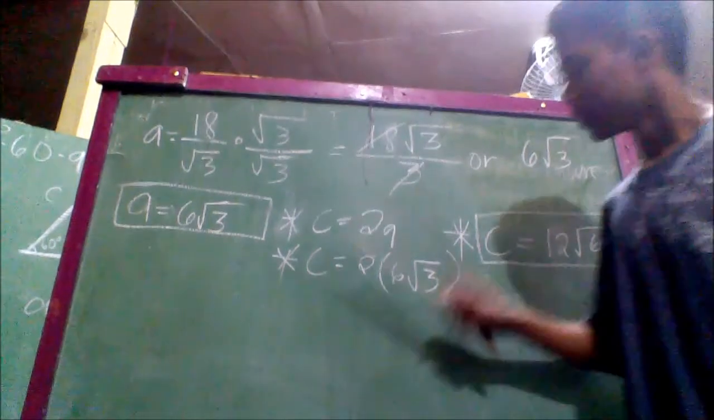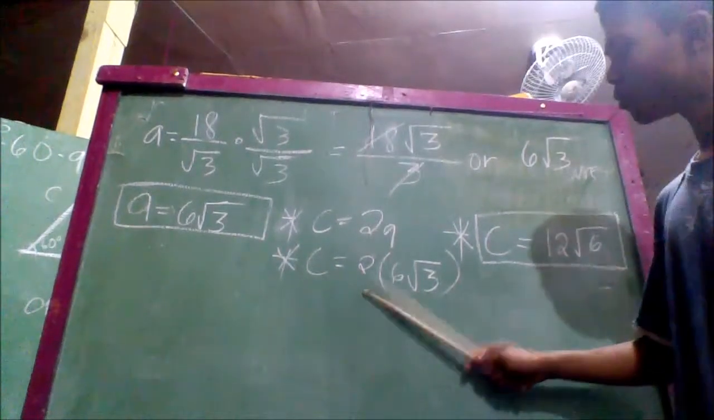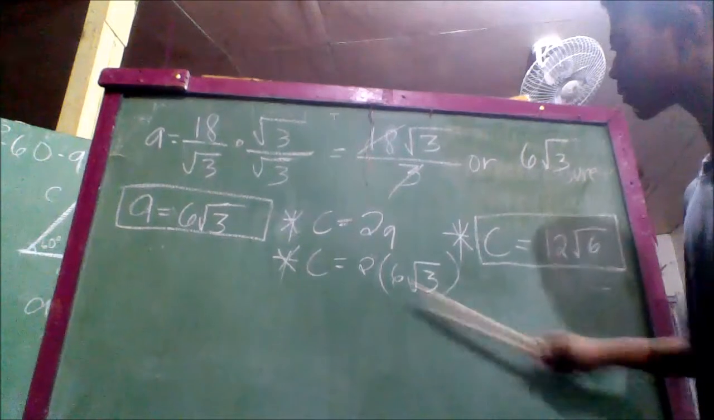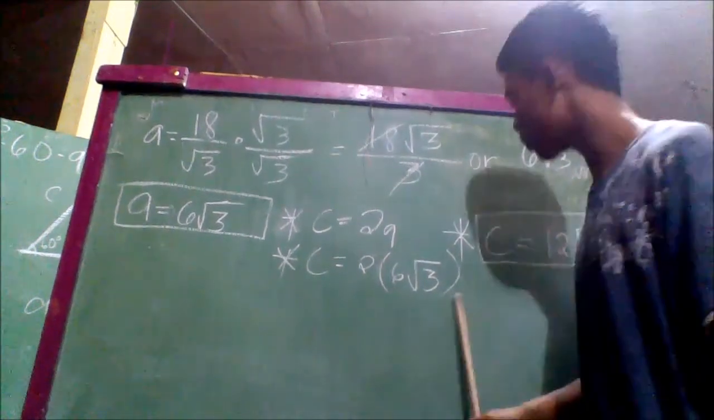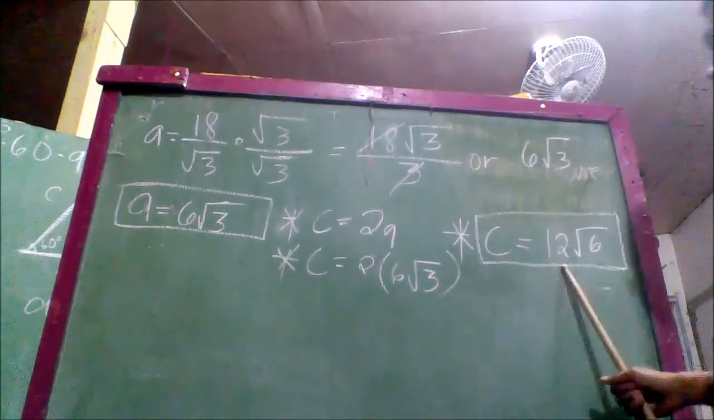Now, C is equal to 2 multiplied by the quantity 6 square root of 3. And the answer should be C equals 12 square root of 3.